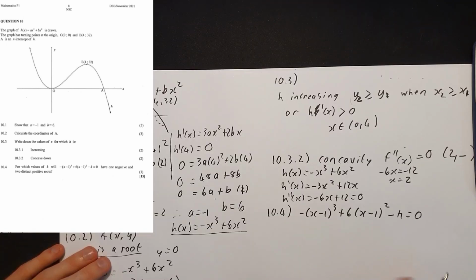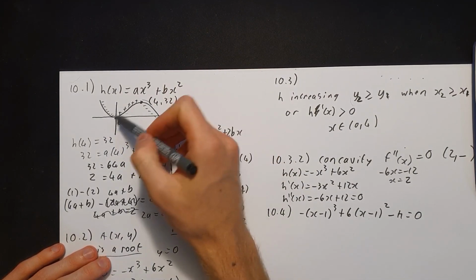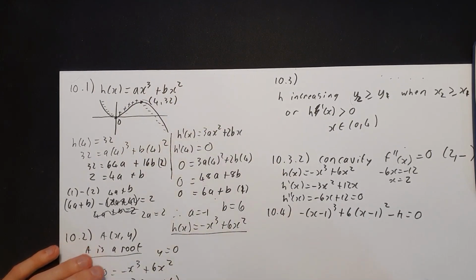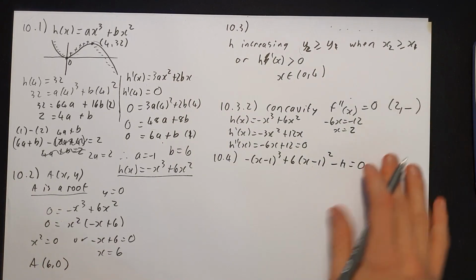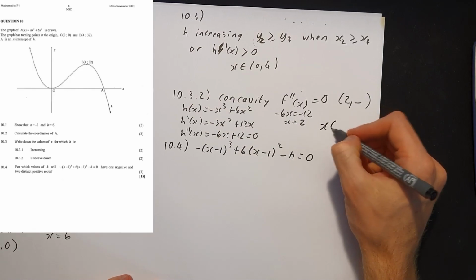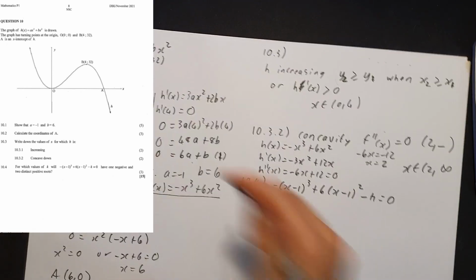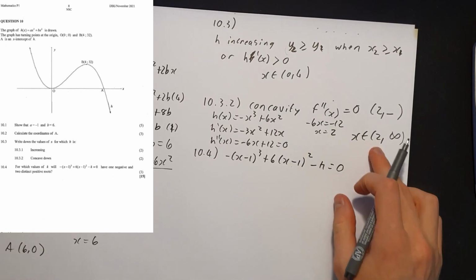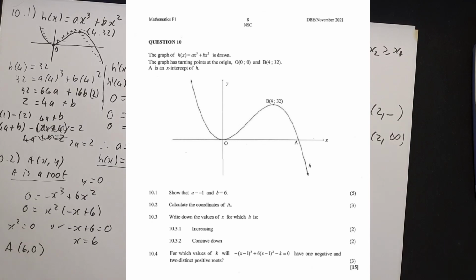If we're looking at concavity, concave up makes the function look like a valley, and concave down makes it look like a hill. So if we're looking for concave down, it will be from our inflection point of 2, so x is an element of 2 up until infinity. Why? Because the function runs for infinity. I don't include my inflection point.